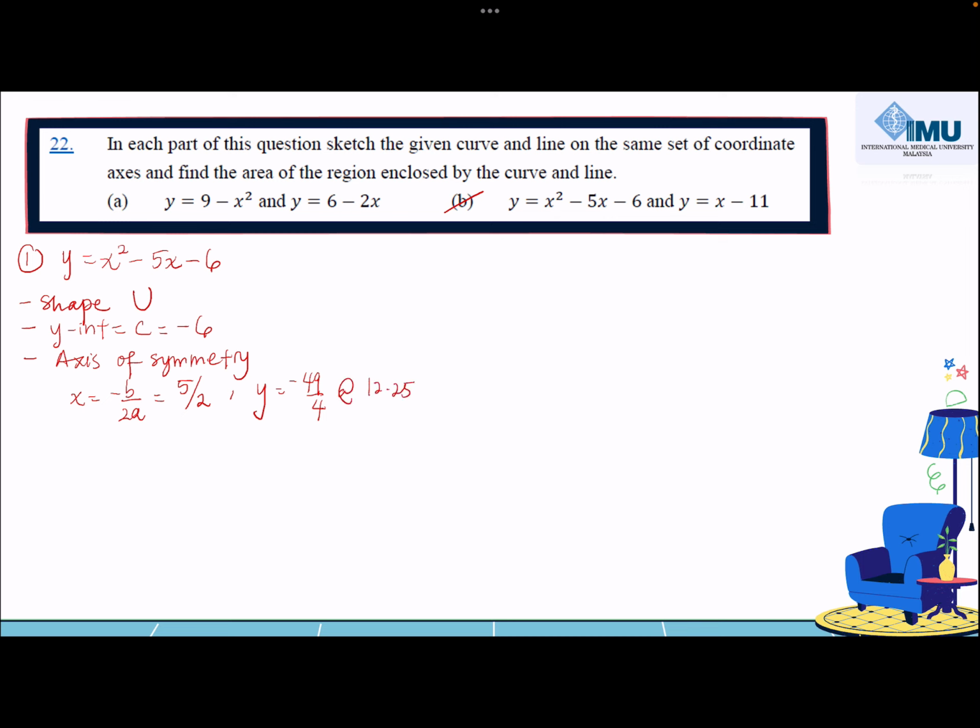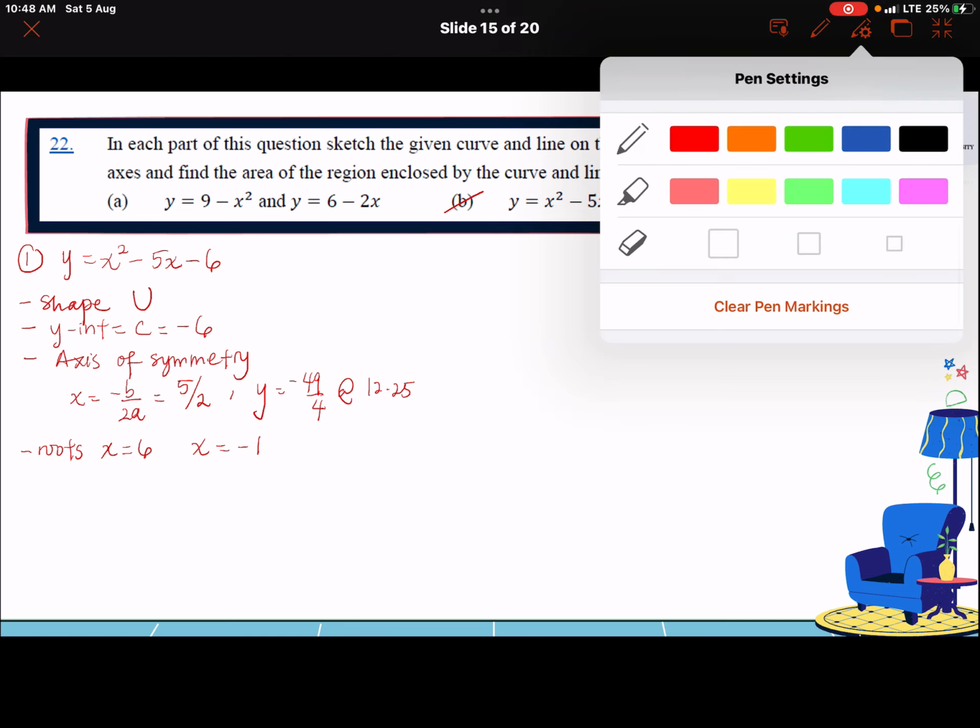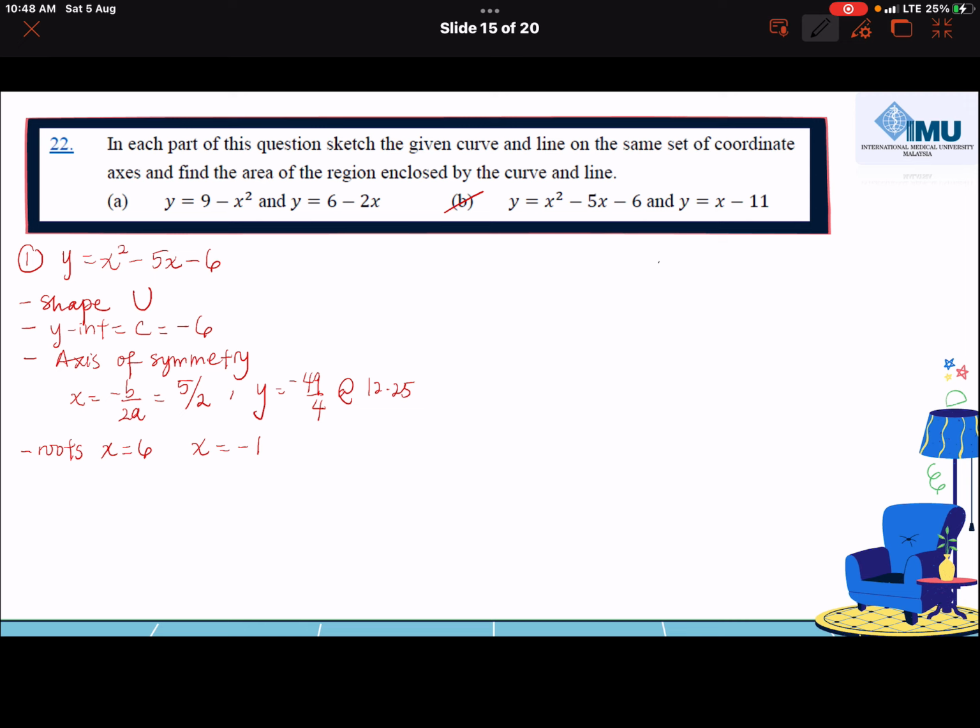-12.25. Alright, next one. We also need to know the roots of your quadratic. Roots are basically your x-intercepts. In this case, you will get x equals 6 and x equals -1. Now, since we already have all the information about your parabola, you can sketch your curve accordingly.